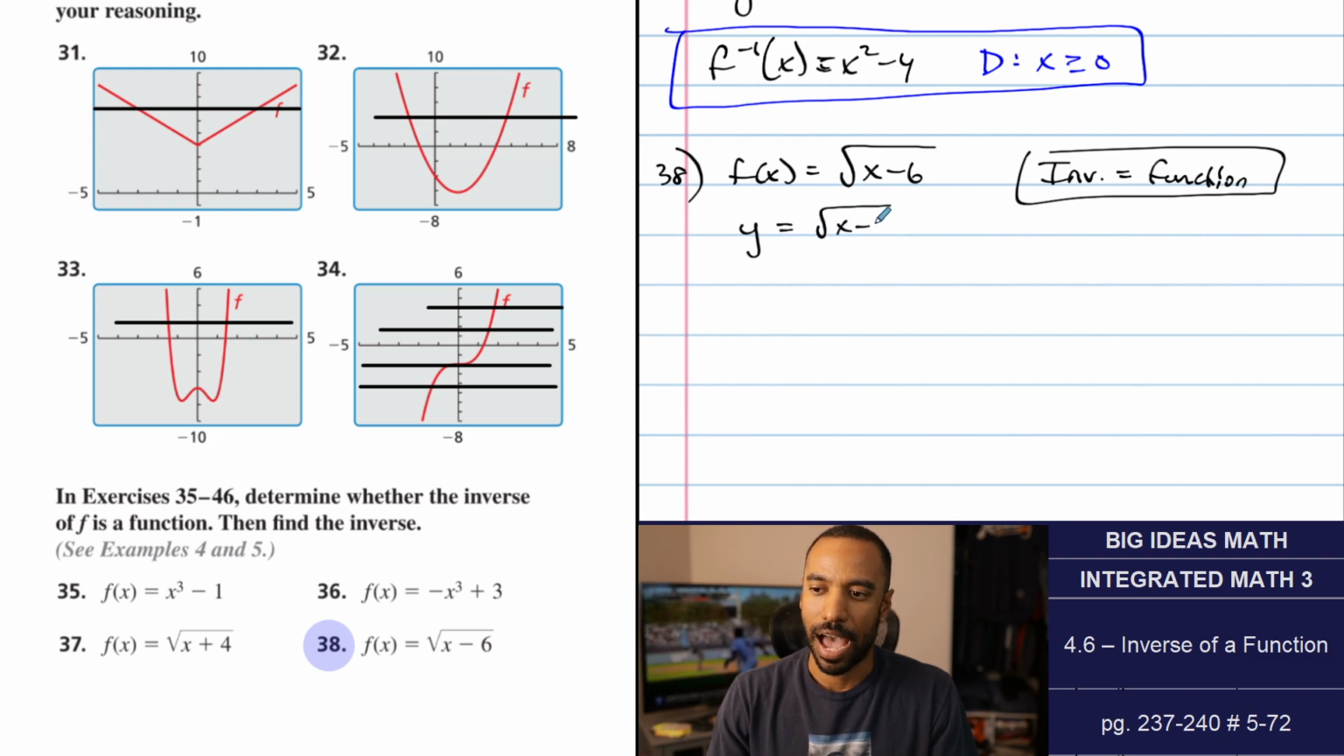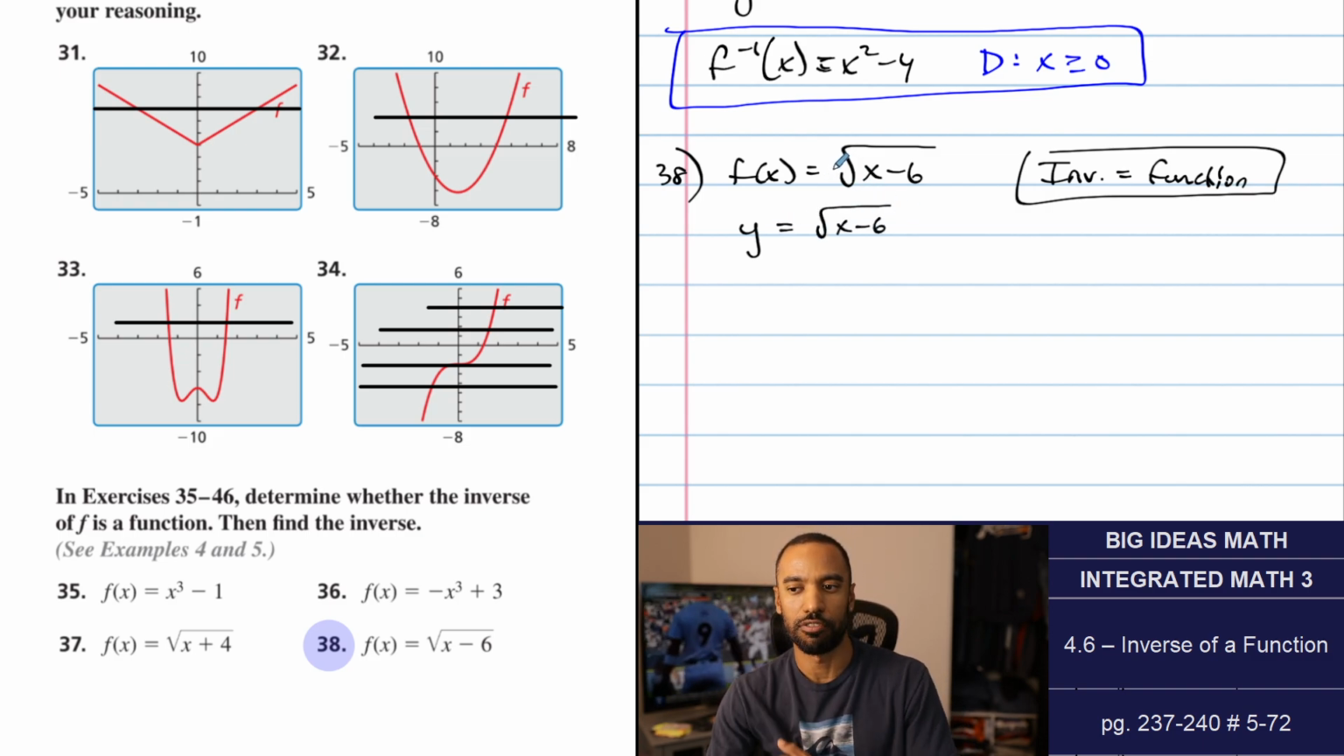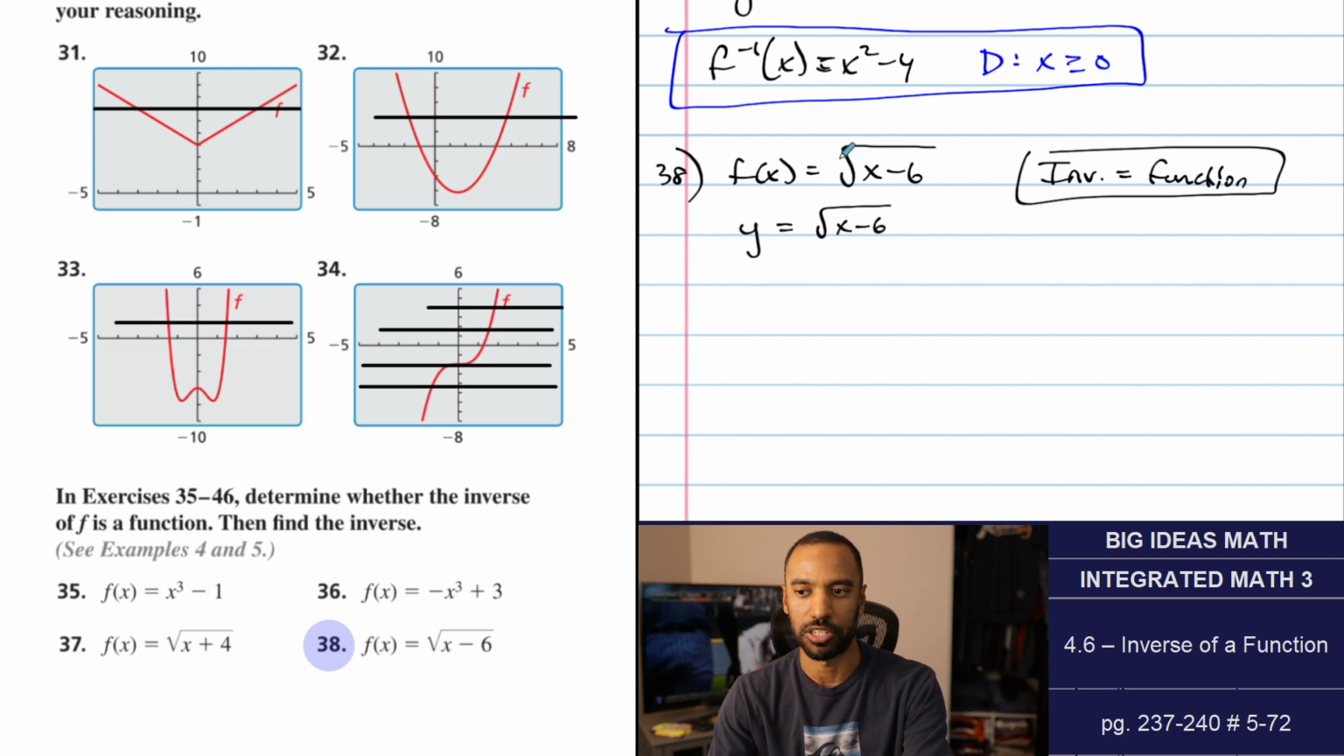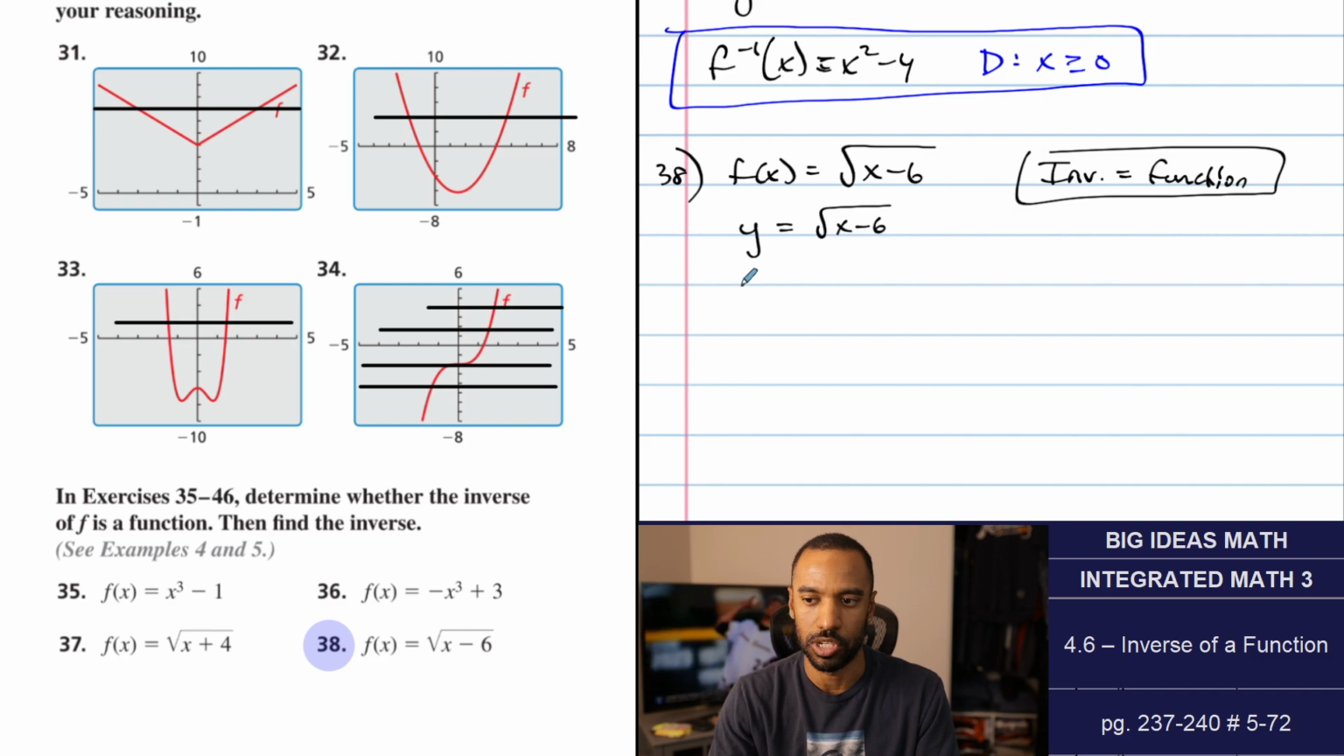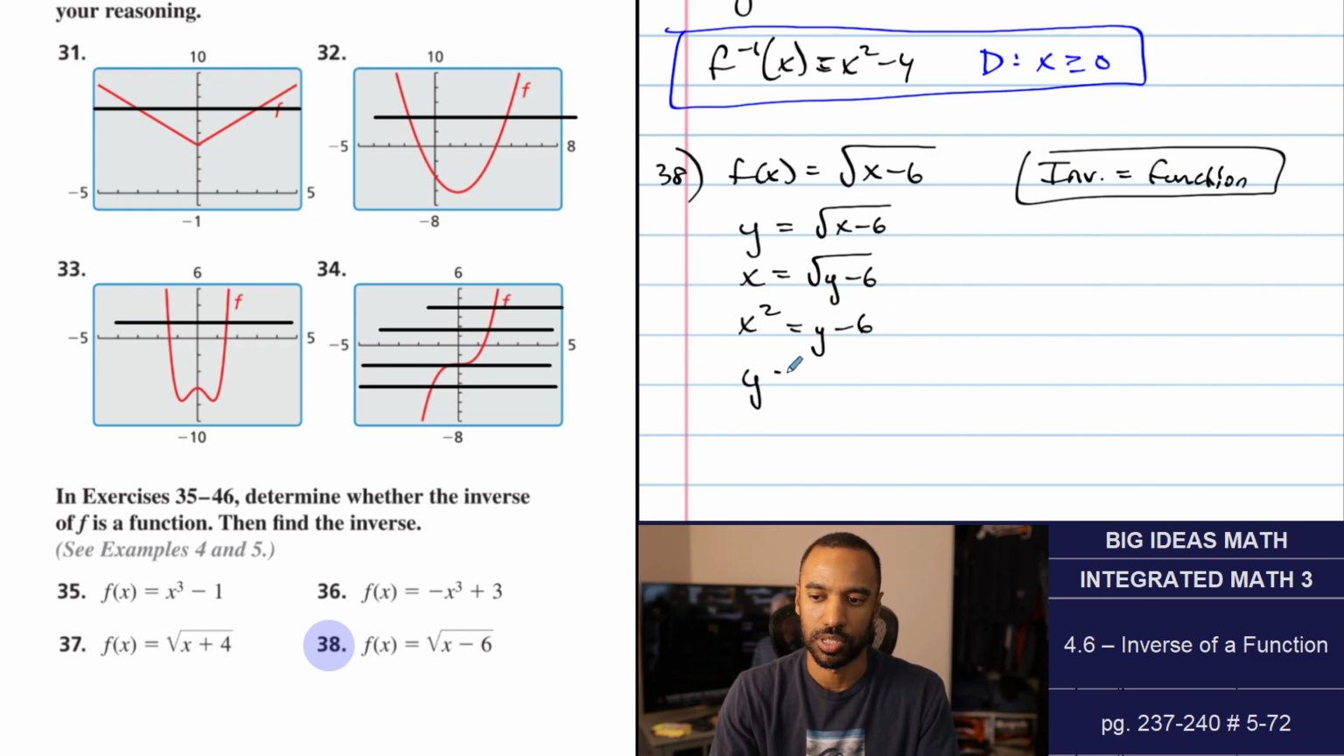Now, it's the same kind of function as before. This is a positive range. It didn't say a negative here. It showed a positive. So it's a positive range. So this guy will have a positive domain in the end. So x equals square root of y minus 6. We square both sides and we add 6 to both sides. So the inverse of f of x equals x squared plus 6.